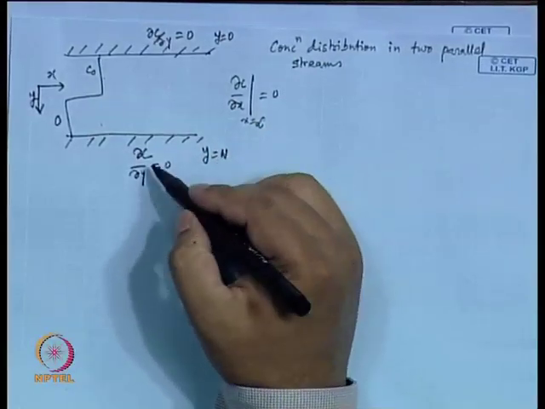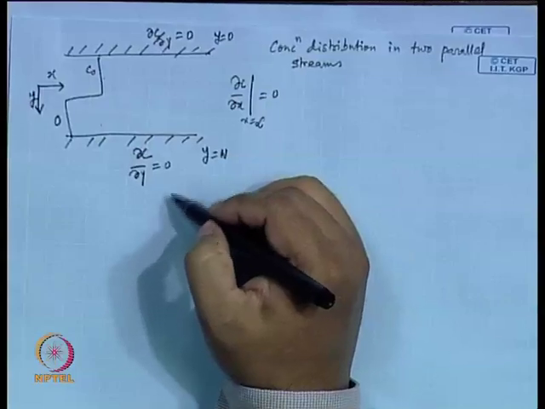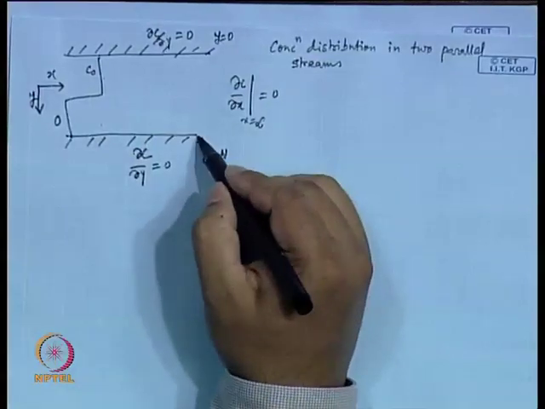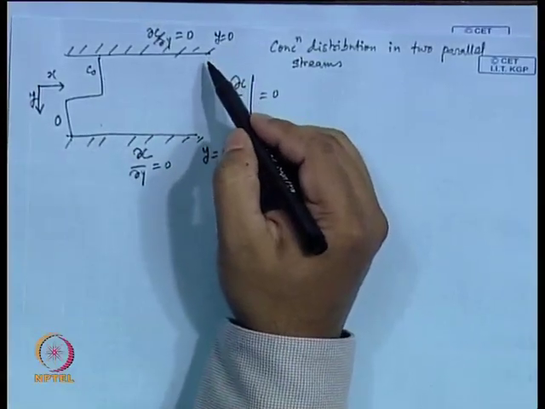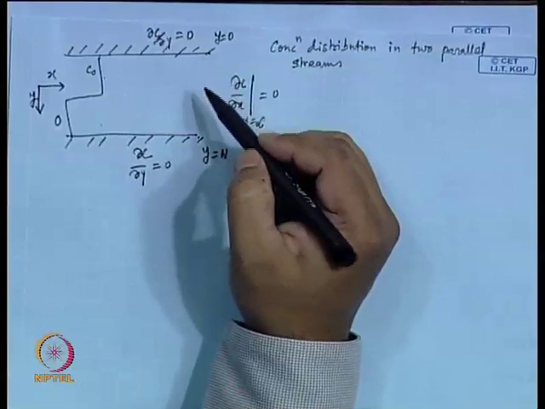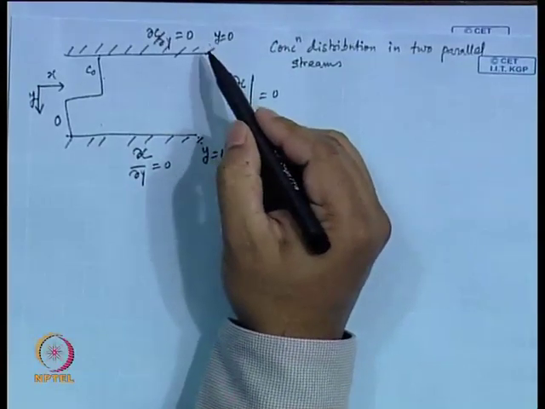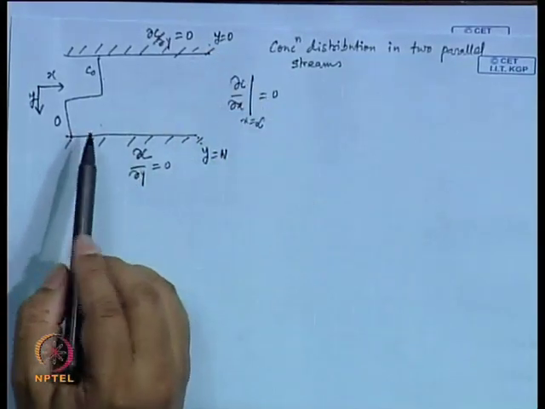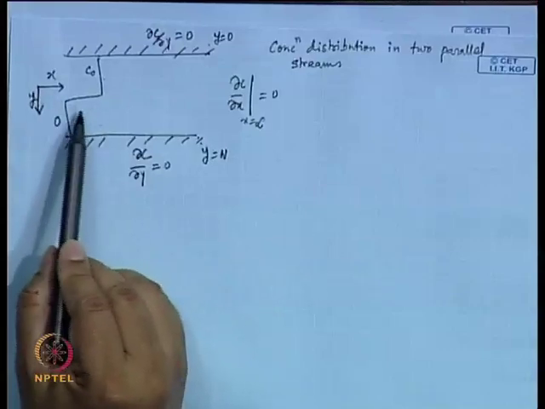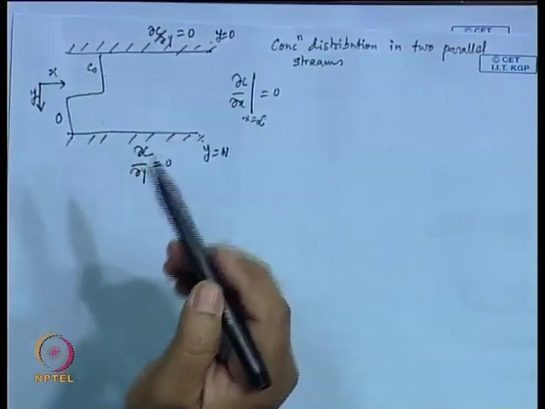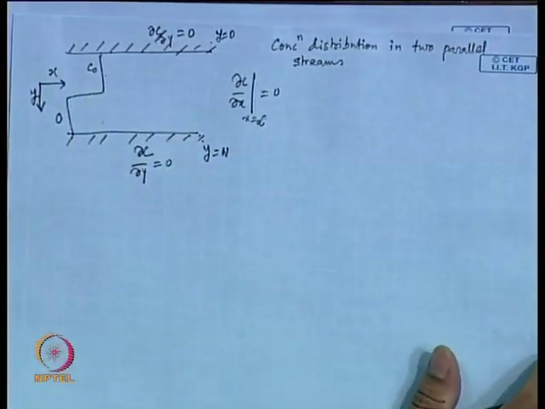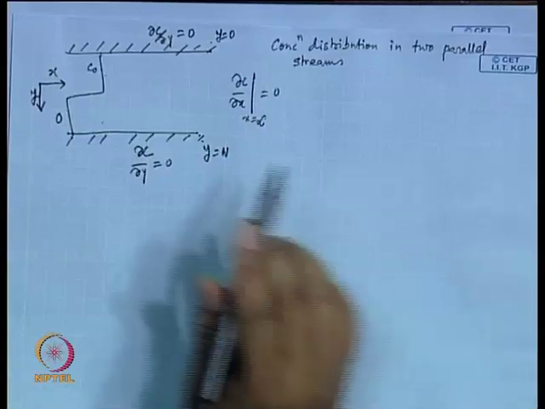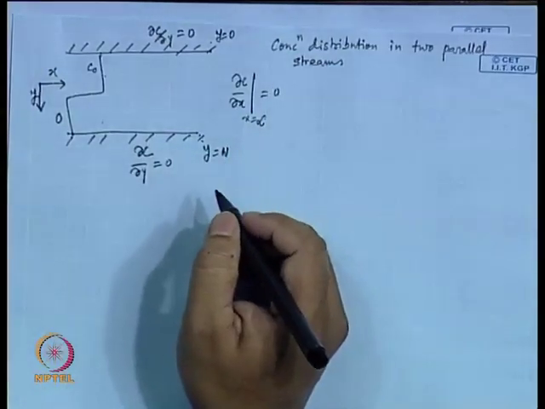So, del C del y is equal to 0 at y is equal to w, and del C del y is equal to 0 at y is equal to 0. So, these are some of the boundary conditions you have, and at the inlet you have C equal to C 0.